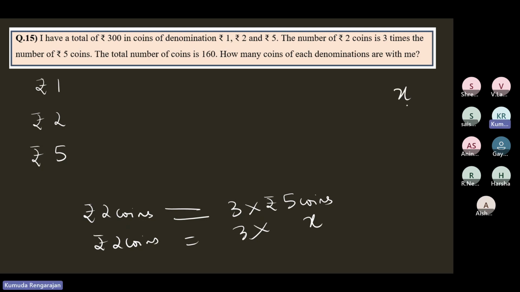How many 1 rupee coins? We don't know. So if you have X 5 rupee coins, then you have 3X 2 rupee coins, 3 times the number of this one. So totally how much do you have? The 2 rupee coins and the 5 rupee coins put together, you have 4X. But how many coins are there in all? 160. So 160 minus 4X will be the number of 1 rupee coins.